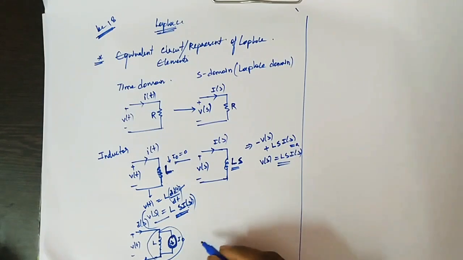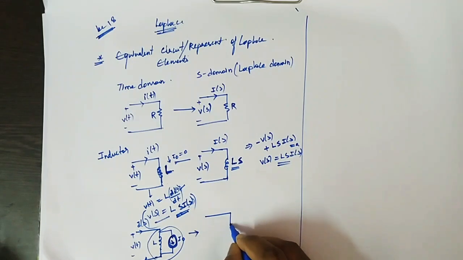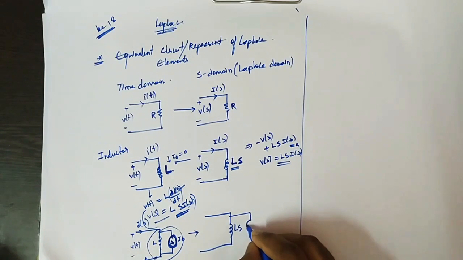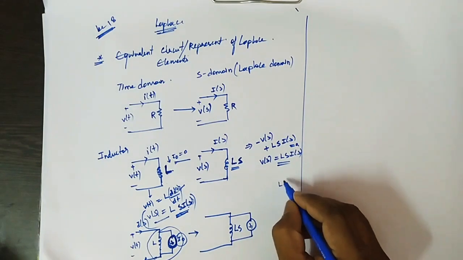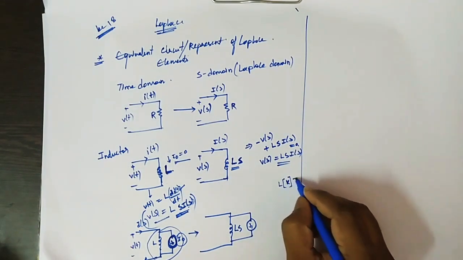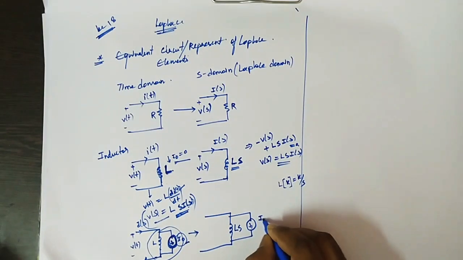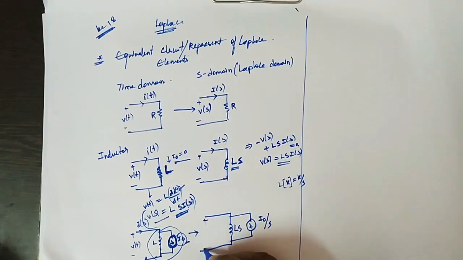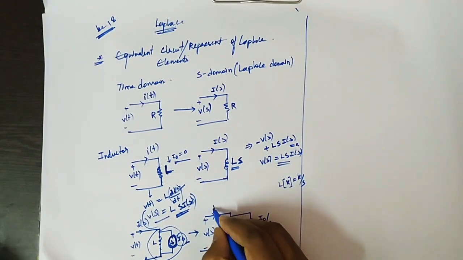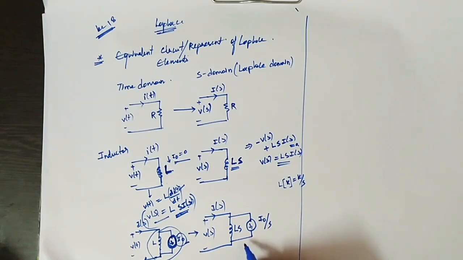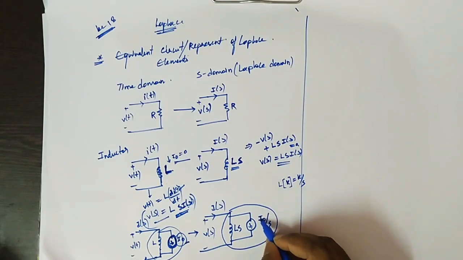If you convert this to the Laplace domain, the circuit will have the same Ls, and I naught is a constant value. The Laplace of any constant k is k by s. So the Laplace of I naught is I naught by s, with input voltage Vs and current Is. This is the Laplace representation of an inductor having initial current I naught.